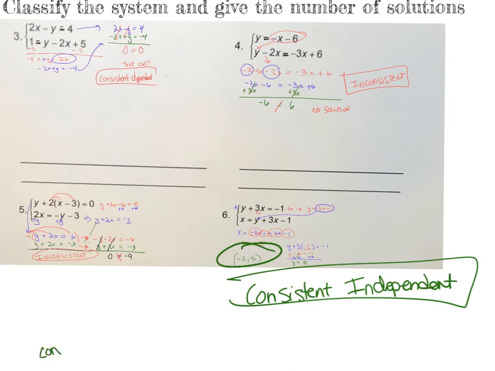So the word consistent means you got an answer. You can solve it, so you could say it's solvable. If you get one solution, it's independent. If you get infinite solutions, it's dependent. And if there's no solutions, it's inconsistent.